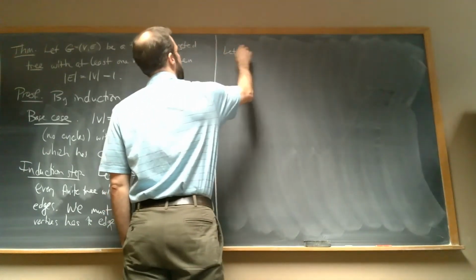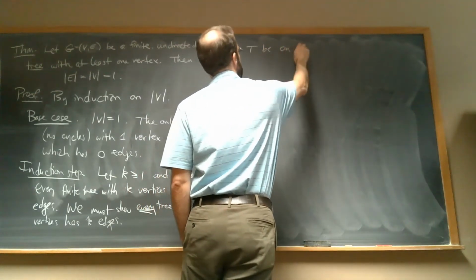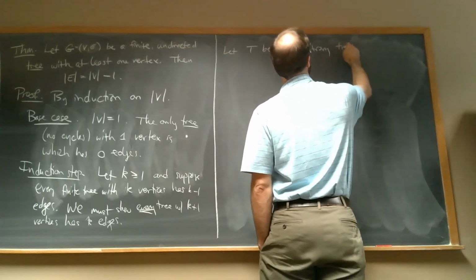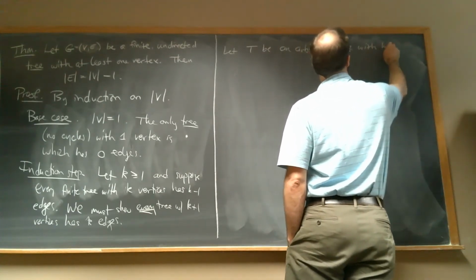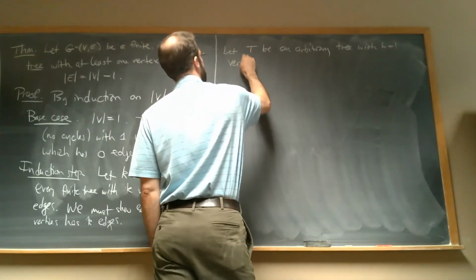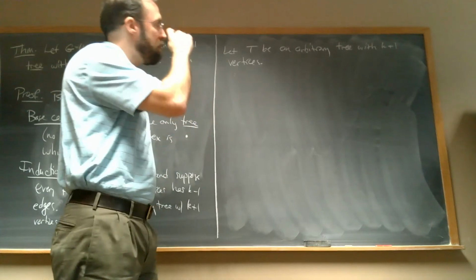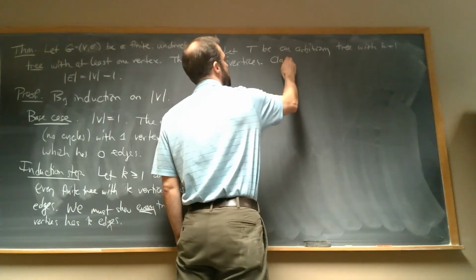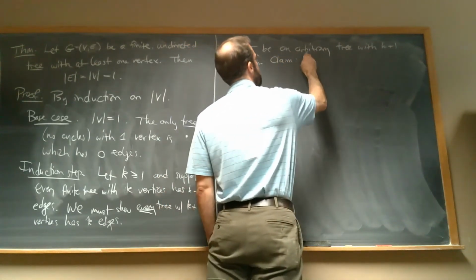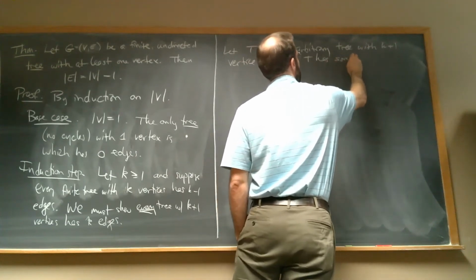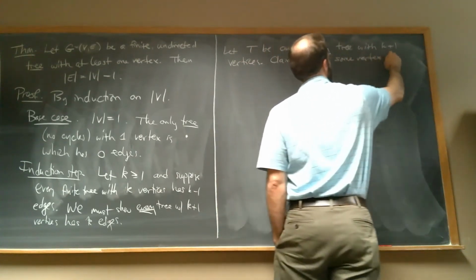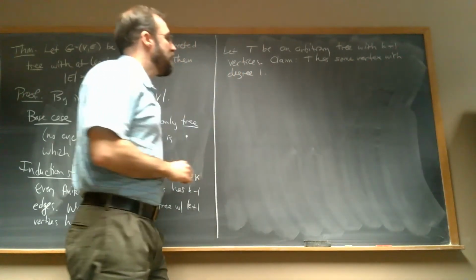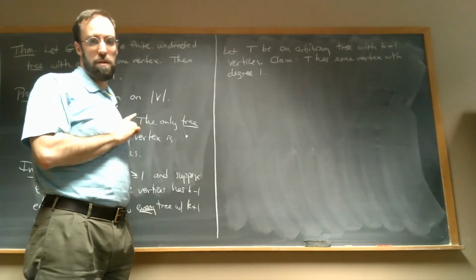So let T be an arbitrary tree with k plus 1 vertices. Okay, now claim: T has some vertex with degree 1. And before we prove that claim, let me talk about how we're going to use this.